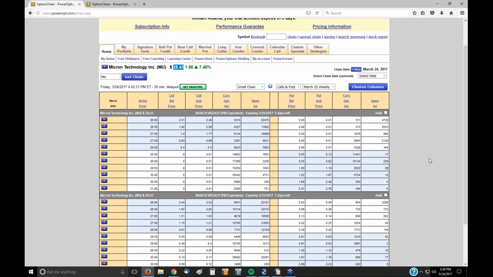It might have actually hit 30 right before the open, or right at the open. But when I first looked at it, it was at 29.80, and then it just started to fall from there and ended up at 28.43 as we see here.